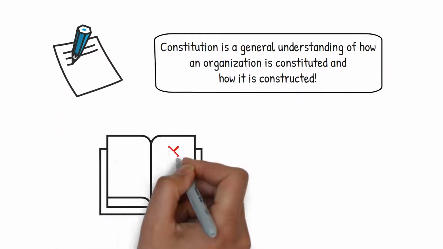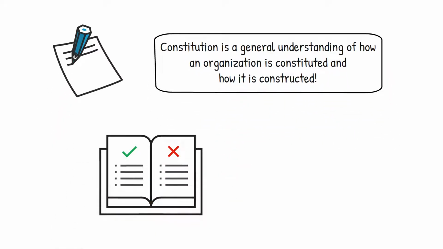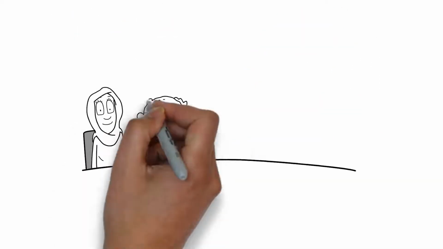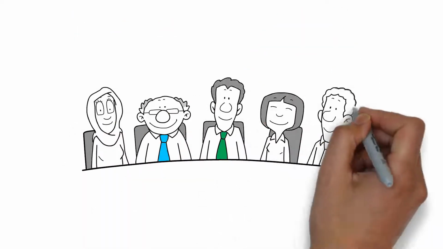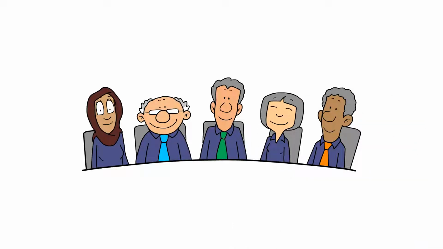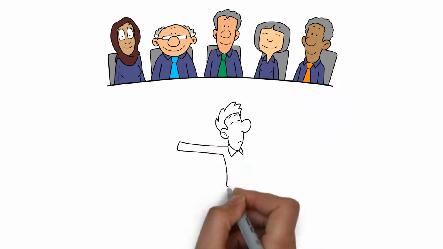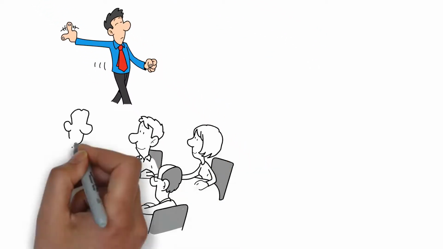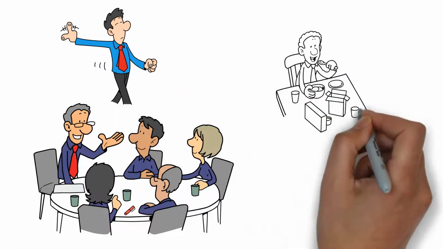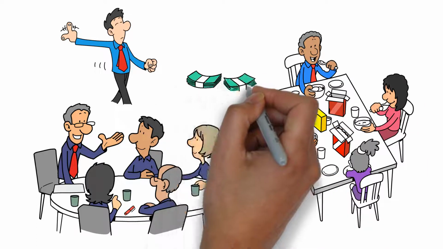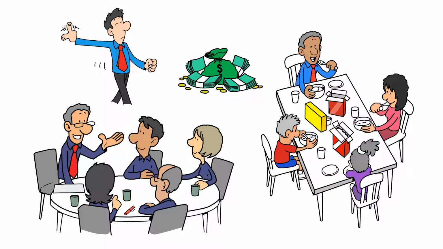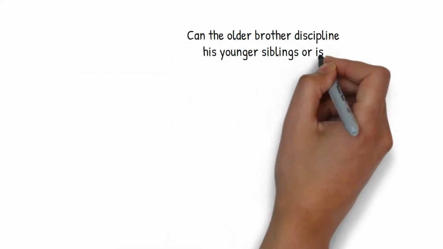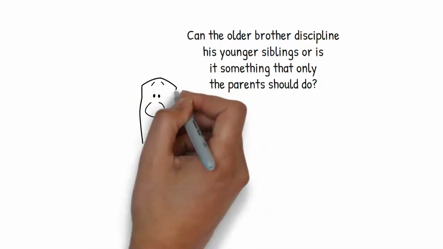A constitution is a general understanding of how an organization is constituted, how it is constructed. It's a set of rules that clarify who does what in this organization, who holds power, and how this power is wielded. For example, can the CEO make a purchasing decision on his or her own, or do they need the treasurer's authorization? Can the minister decide who to hire and fire in his church, or is it a joint decision with others in the church? Can the breadwinner in a family decide how to spend the family's money, or does the other spouse control the family budget? Can the older brother discipline his younger siblings, or is it something that only the parents should do?